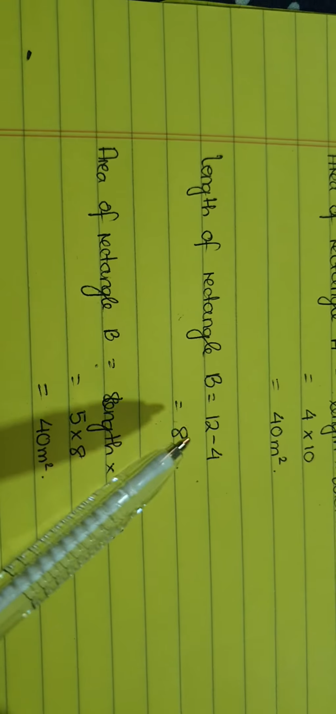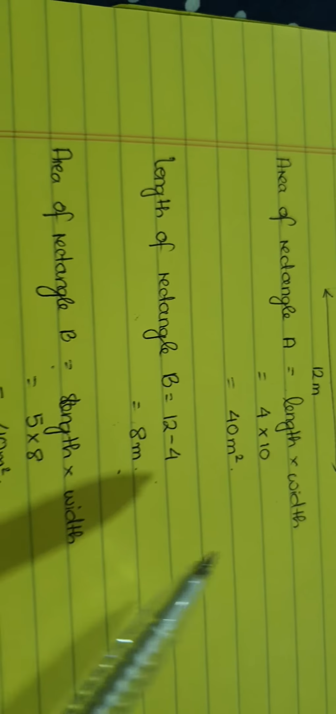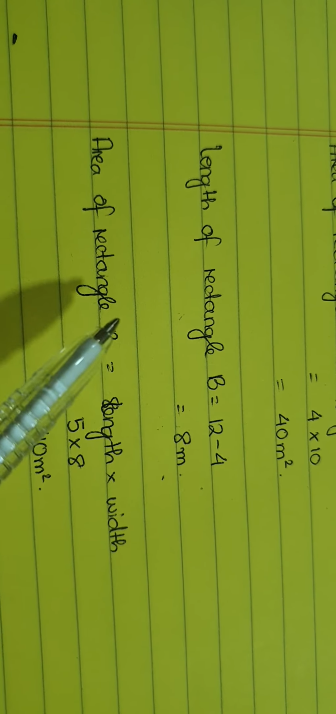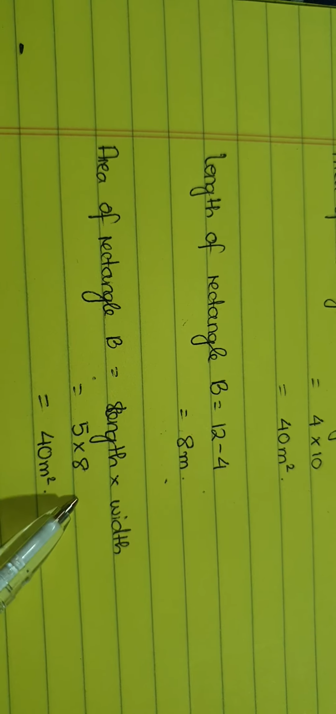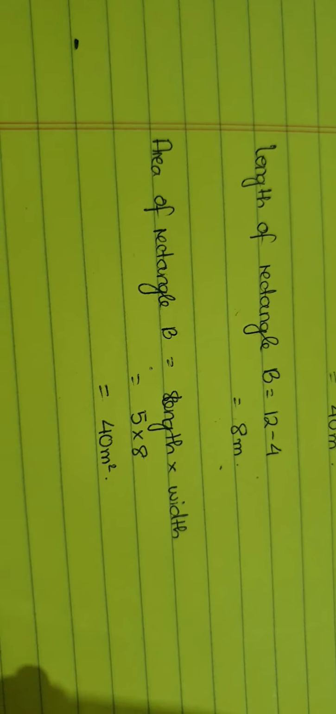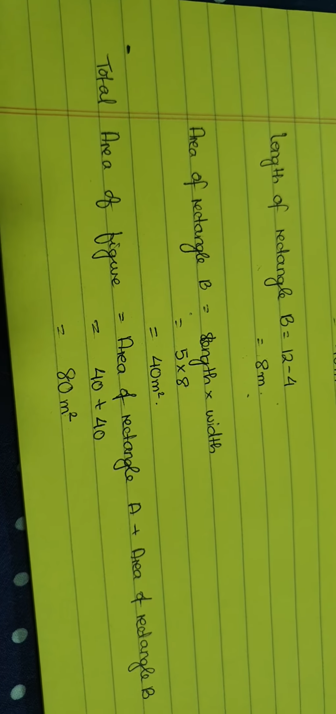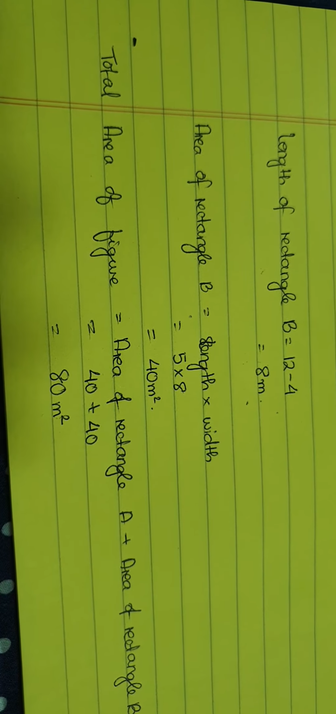Now that we have the length, we already have the width, we can find the area of rectangle B, that is length into width, 5 into 8, 40 meters square. Now simply, total area of figure equals area of rectangle A plus area of rectangle B, that is 40 plus 40, that is 80 meters square.